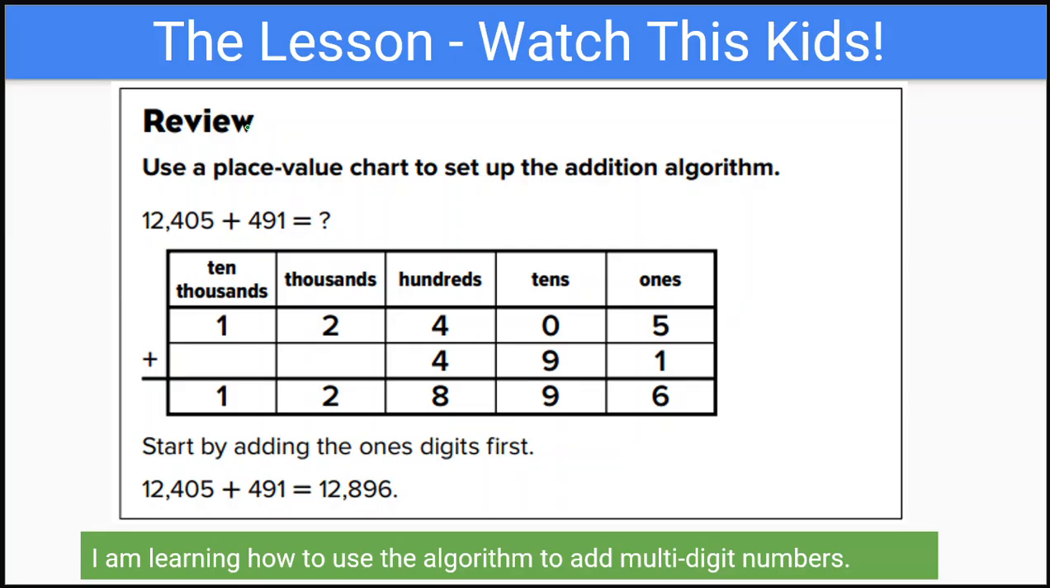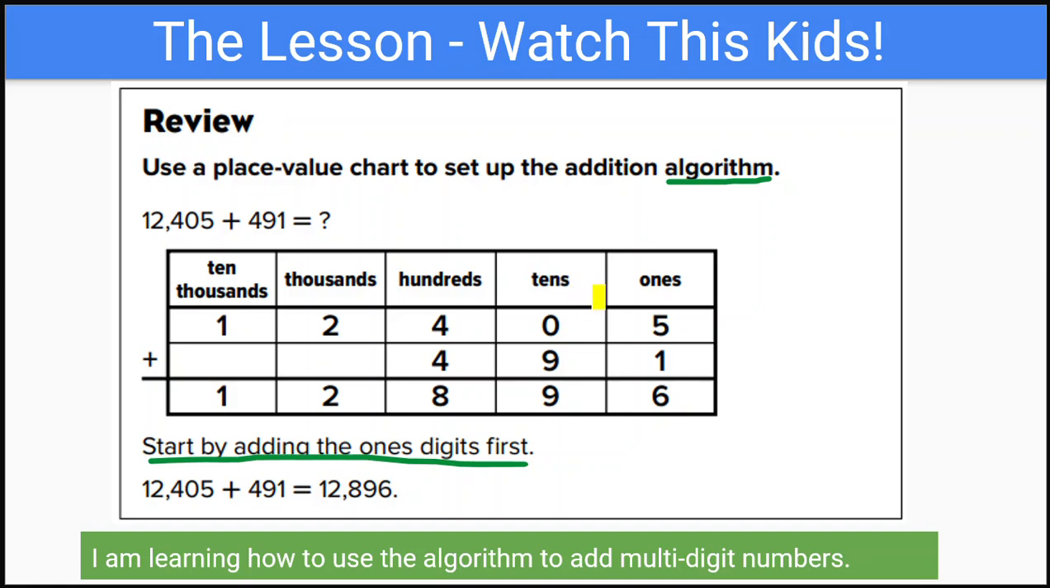Let's take a look. Okay, the lesson today says use a place value chart to set up the addition algorithm. And here's a new word for you: algorithm, and that just means the steps that you do to solve a problem. Okay, there's specific steps that they made. It says start by adding the ones digit first, and that's right.